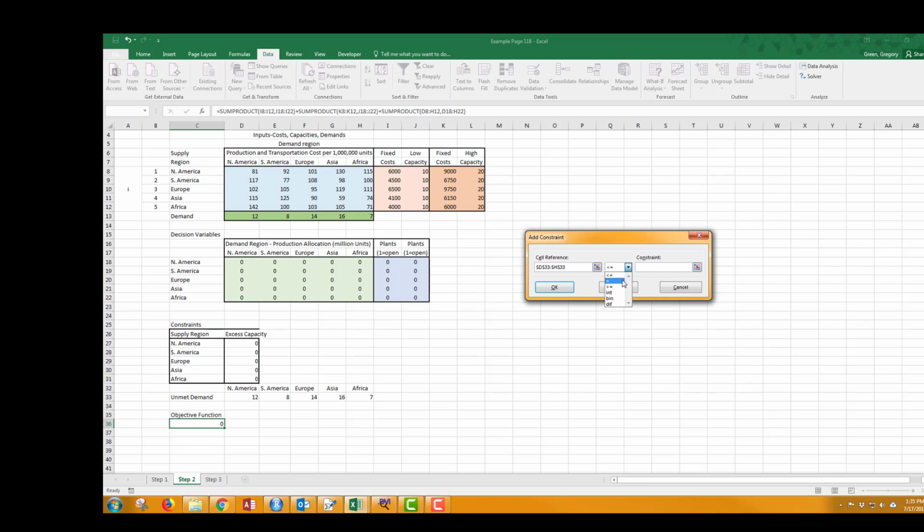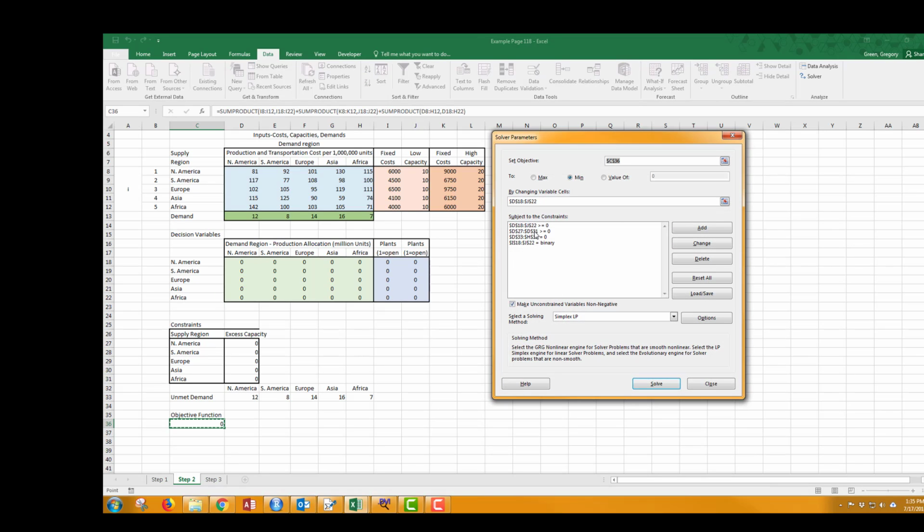All of those have to come out equal to 0. Add it. I have all of my capacity restrictions. All of those have to come out greater than or equal to 0. Add it. All of my non-negativity constraints. All of my decision variables have to be non-negative, greater than or equal to 0. Add the last constraint. All of my binary variables have to be binary. Okay. Now, here's my list of constraints. I have all of them listed.